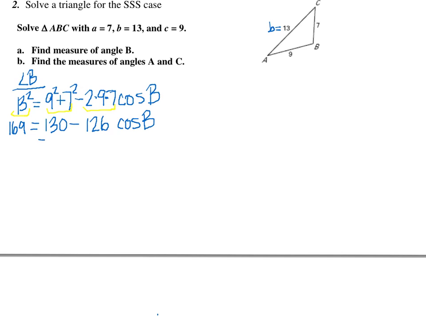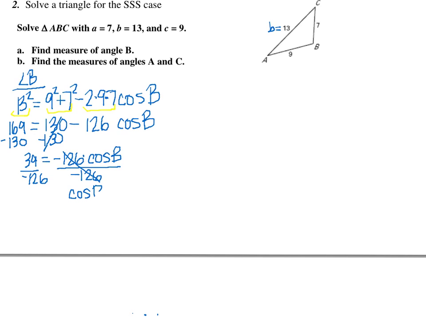So the first thing we need to do, we're trying to get that B all alone, so the first thing is to move our 130. So we're going to move that by subtracting it from both sides. So these two cancel each other out. I have 39 equals negative 126 times the cosine of B. I now need to move that 126, or negative 126, and since they're multiplied, I'm going to divide. So I'll divide both sides by negative 126. So those two cancel. I'm left with cosine of B alone over here.